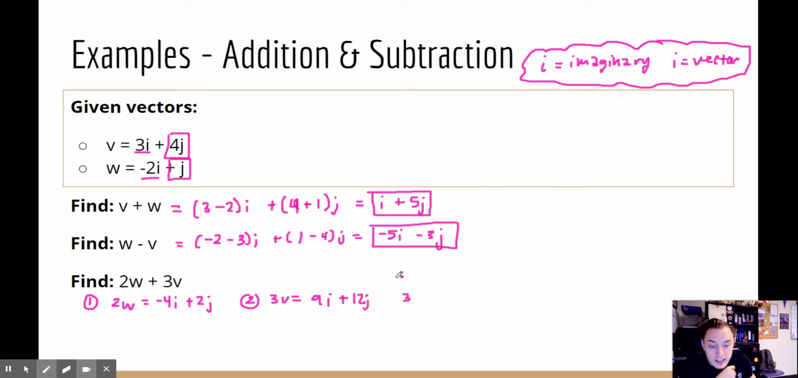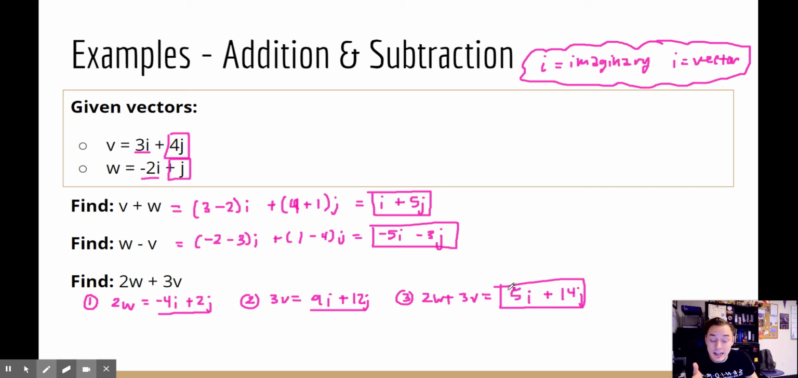And then all together, if I want to find 2w plus 3v, notice how I'm breaking this apart. Now I'm just using this and then plus that. So when I add them, that's going to be 5i, because I'm literally just taking negative 4 plus 9, which is 5. And then this is going to be plus 2 plus 12, which is just 14. So 14j. Okay? And that is my final answer. Sweet.